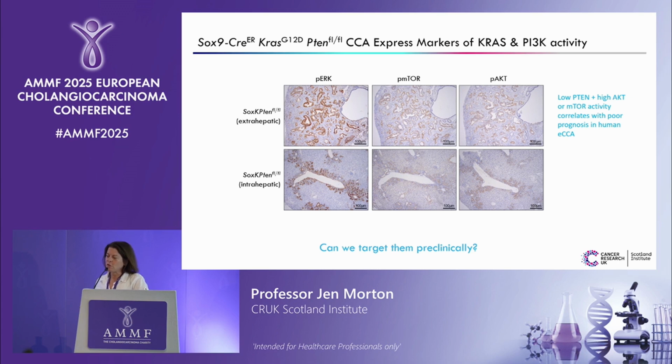Unsurprisingly, probably, these tumours also express markers of KRAS and PI3 kinase activity, given that these are the driving lesions. So we see high levels of phospho-ERK, which is downstream of KRAS, and high levels of phospho-mTOR and phospho-AKT, which are downstream of PI3 kinase, which is upregulated following P10 loss. And importantly, I guess, low P10 or high AKT or mTOR activity correlates with poor prognosis in the patients. So we wanted to know if we could target them preclinically.